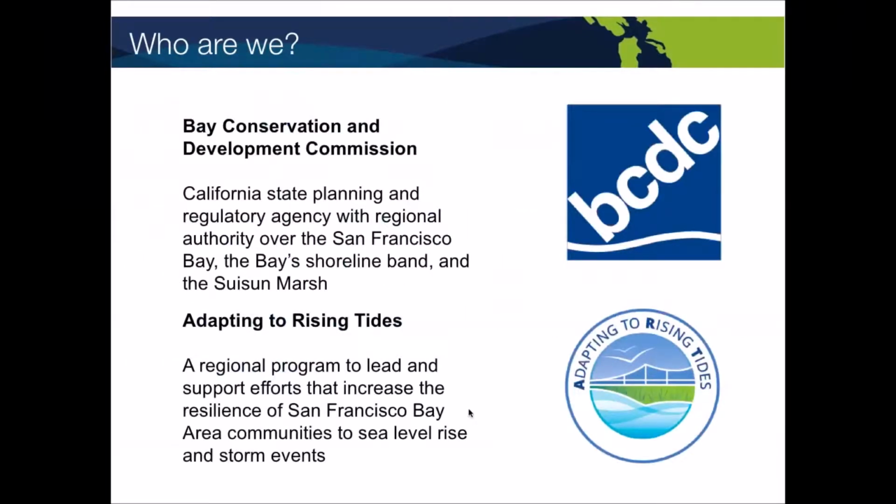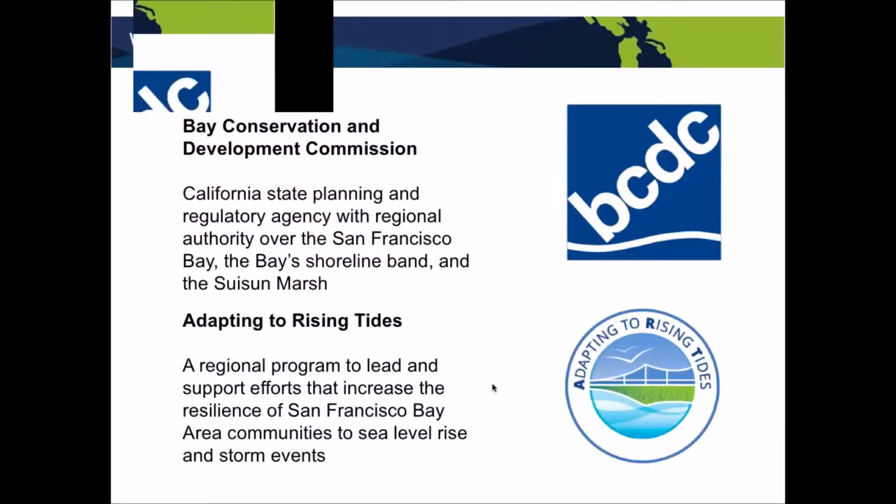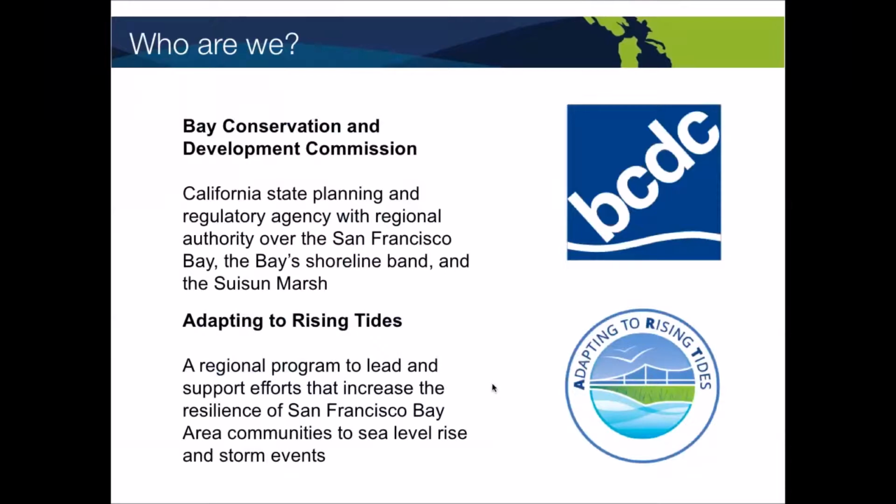So, the Adapting to Rising Tides program is part of the Bay Conservation and Development Commission, or BCDC. We're a state agency tasked with protecting the San Francisco Bay and its resources. Our agency is comprised of both a permitting and regulatory component, as well as a long-range planning division. From a regulatory perspective, the agency ensures that projects in the Bay and shoreline are compatible with the conservation of Bay resources, including maximum feasible public access to the Bay shoreline.